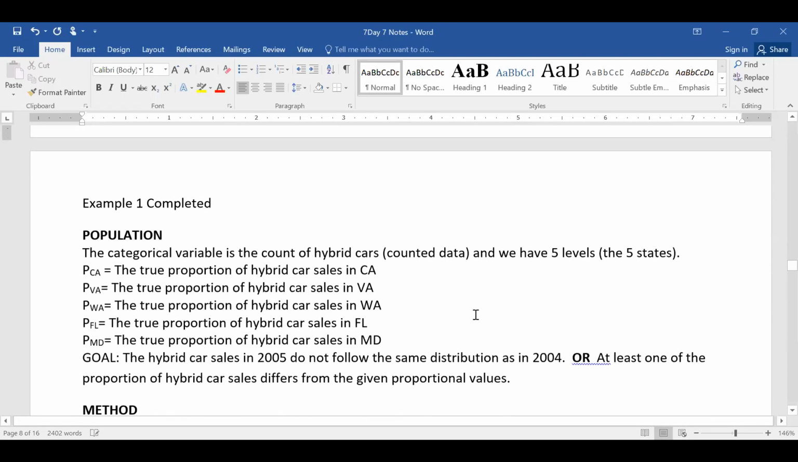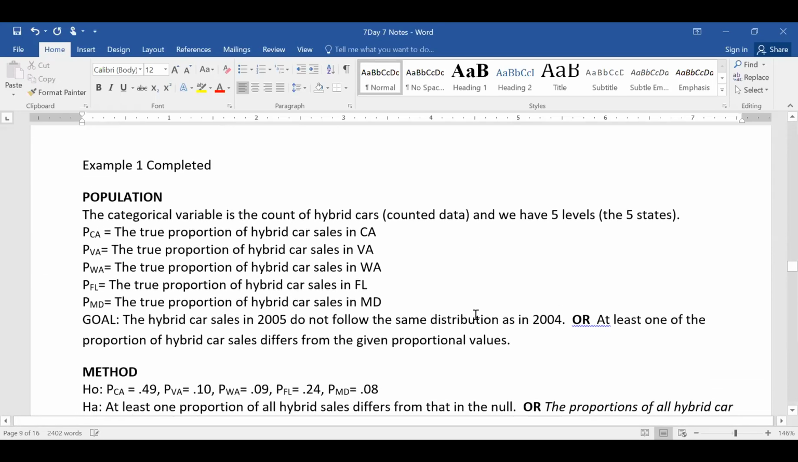We're going to go down to the next page, which is where the completed example is. Remember, we don't have to complete the objects anymore. We can go right to the variable. The variable is the count of hybrid cars, and it has 5 levels. Sometimes it's easier to just make a statement than a question. So the variable that's changing is the hybrid car sales, or the counts of them, and the levels are how many states we're studying, and that's 5.